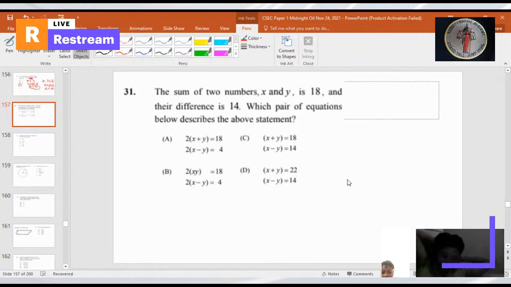Number 31, please. Number 31. The sum of two numbers x and y is 18 and the difference is 14. Which pair of equations below describes the above statement? So when you add x and y, you get 18. And when you subtract x and y, you get 14. So which set of equations tell us that?